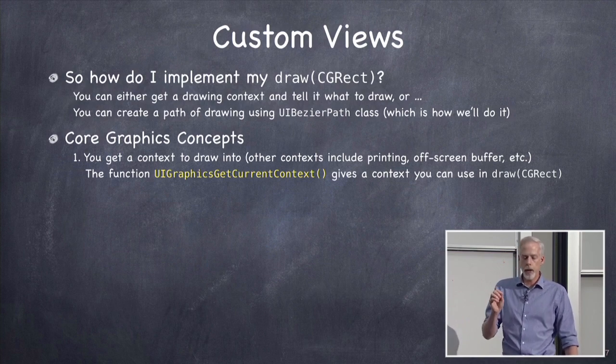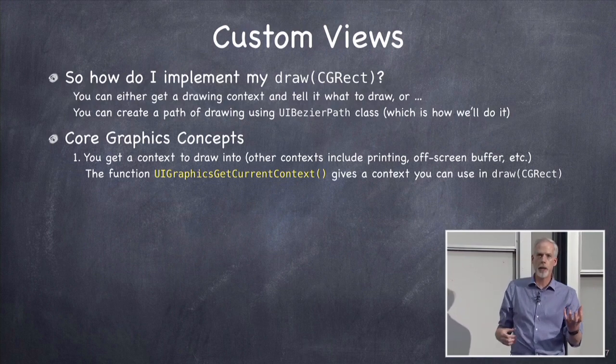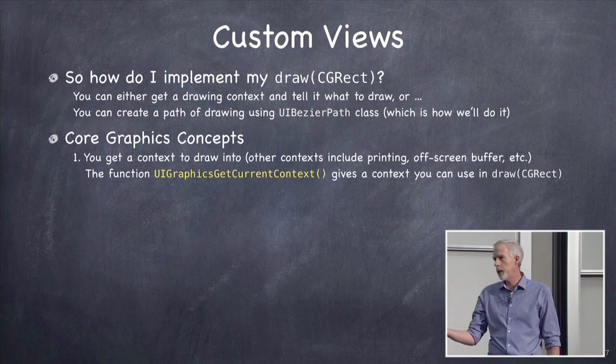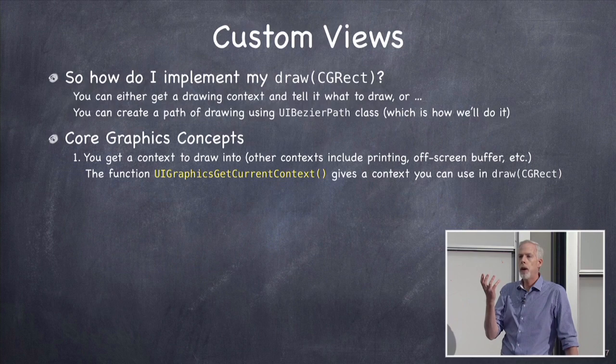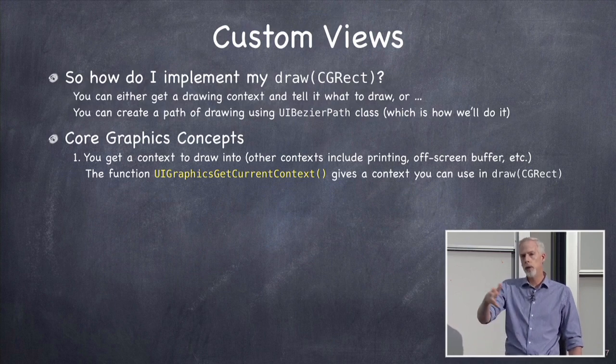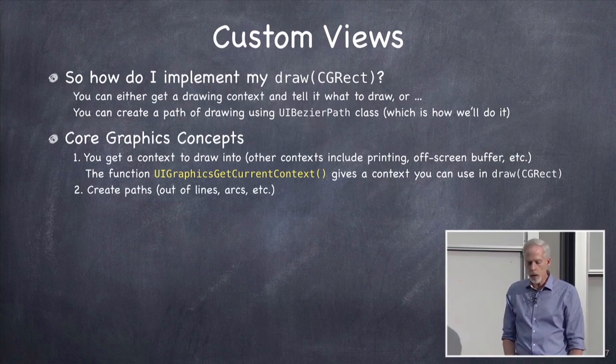The number one thing about Core Graphics is we need a context, and that context might be a drawing context for on-screen, it might be a printing context if we're printing, it might be a context to draw into an off-screen bitmap, etc. The one you care about is obviously the context to draw in your draw rect, and you get that by calling this function. This is just a Swift function, it's not on a class or anything. UI graphics get current context, and that's going to get you a context that you can then tell to create a path by moving and all that stuff.